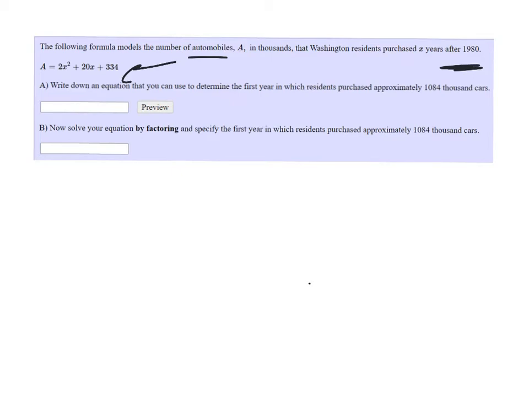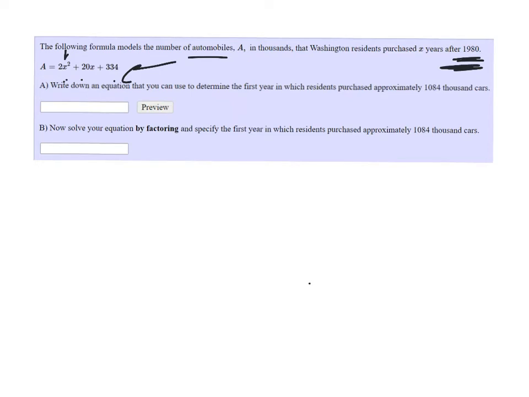So it's substitute in one, right? If we substitute in zero, that would be 384. So there's 384 that were purchased in 1980. A year one, in 1981, you'd substitute in one, so on and so forth. But that's not what this is asking us to do.